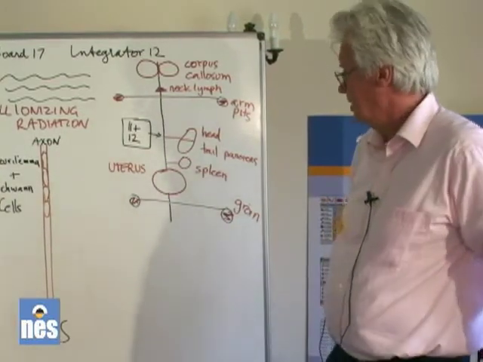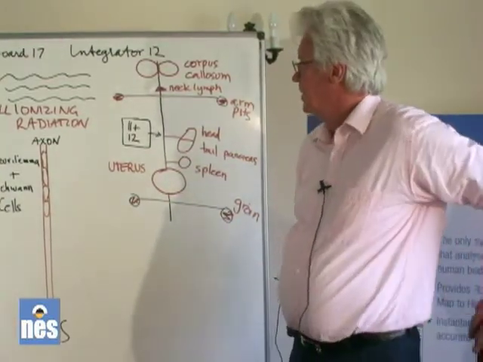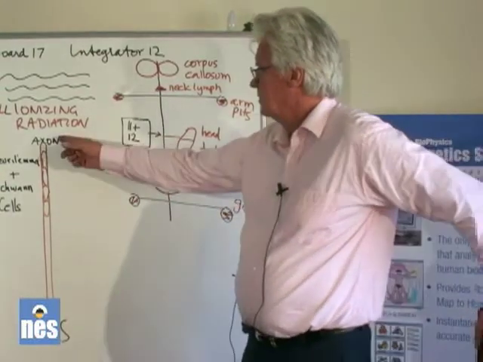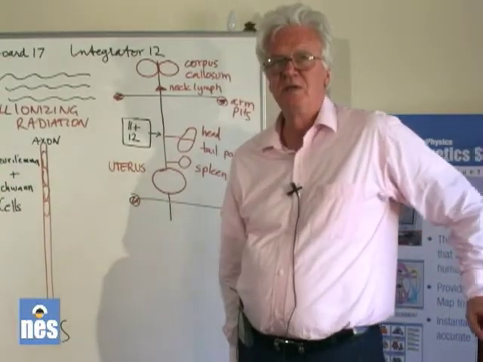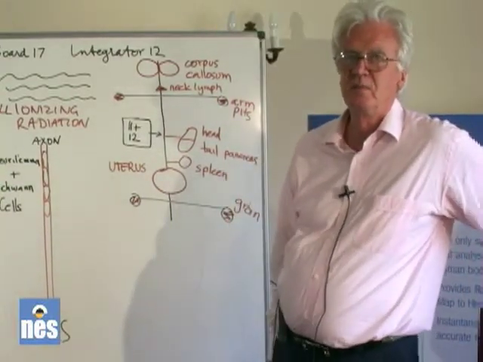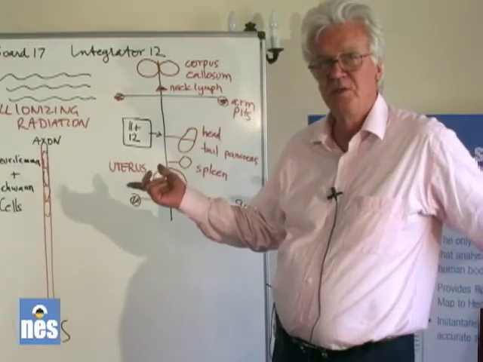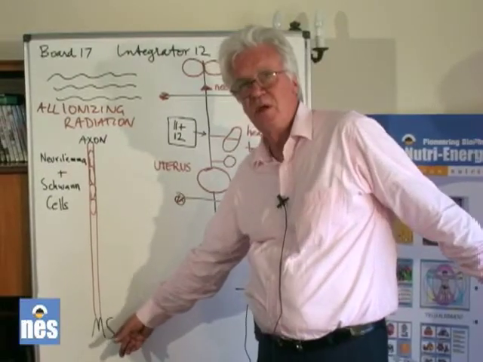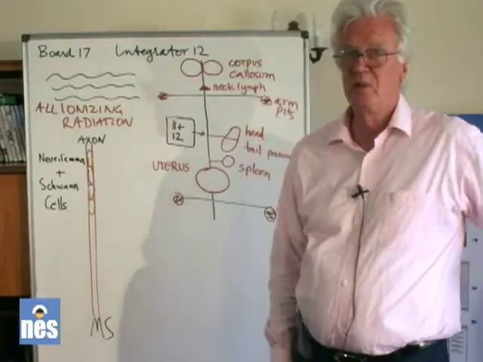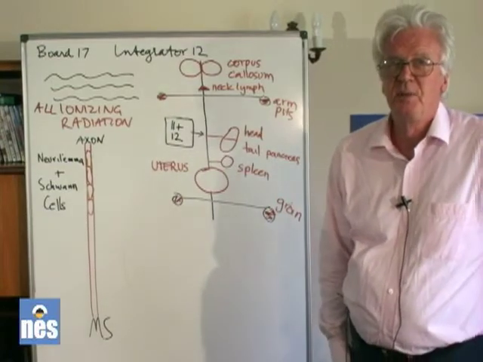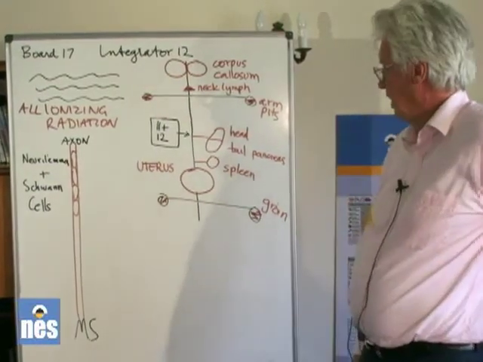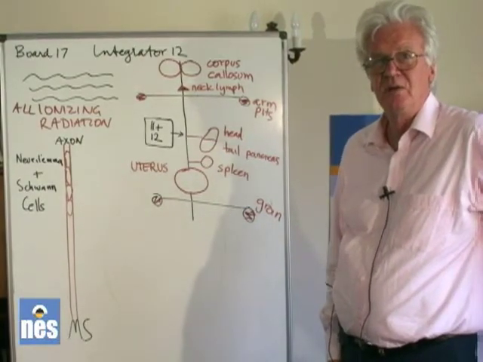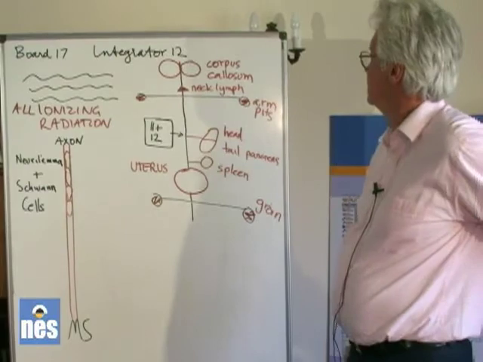The other interesting place where we get integrator 12 is in the neurolemma, which is the membrane of the Schwann cell, which is wrapped around the axon and has something to do with isolating the axon from the rest of the body field. In other words, transmission of information through the nervous system. Here we might say something to do with MS. MS is incredibly complex and you may have some limited responses which are worth having. But that's going to be a long-term thing and it's going to be all sorts of different treatments for different times.